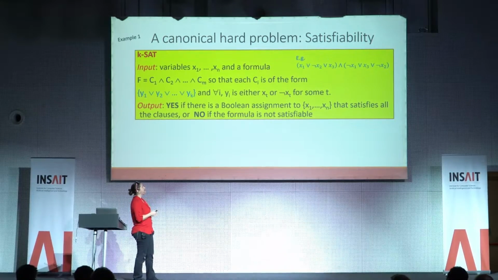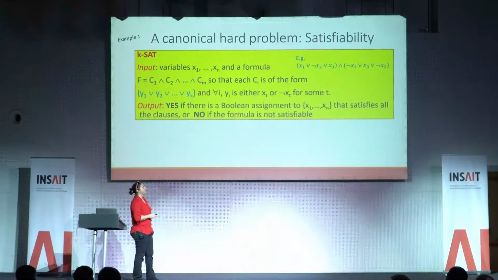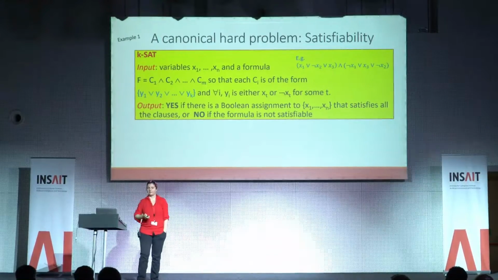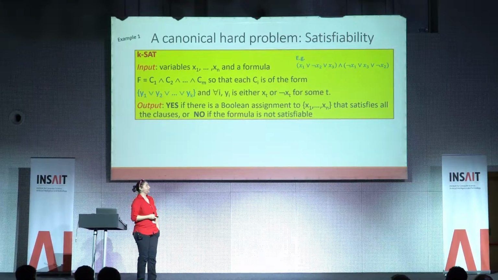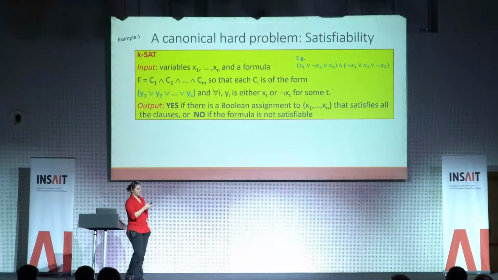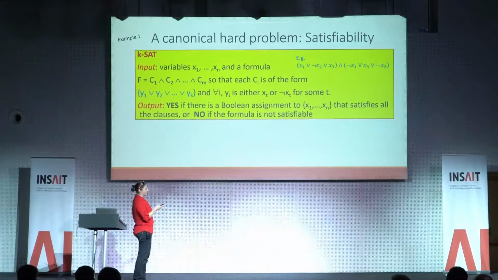So for example, over here, if I set x2 to false, not x2 is true. So this entire thing is true. And over here, it's also true because not x2 becomes true as well. And no matter what I set x1 or x3 to, I will get a true thing. So there exists some assignment.